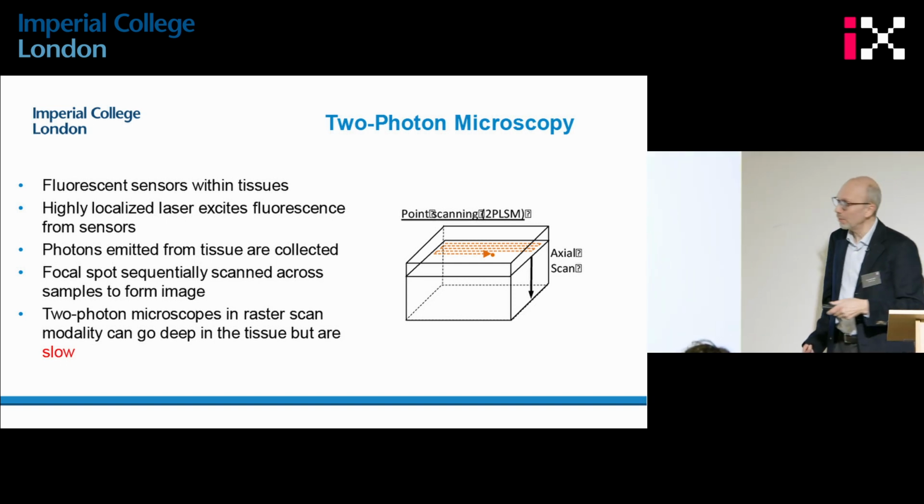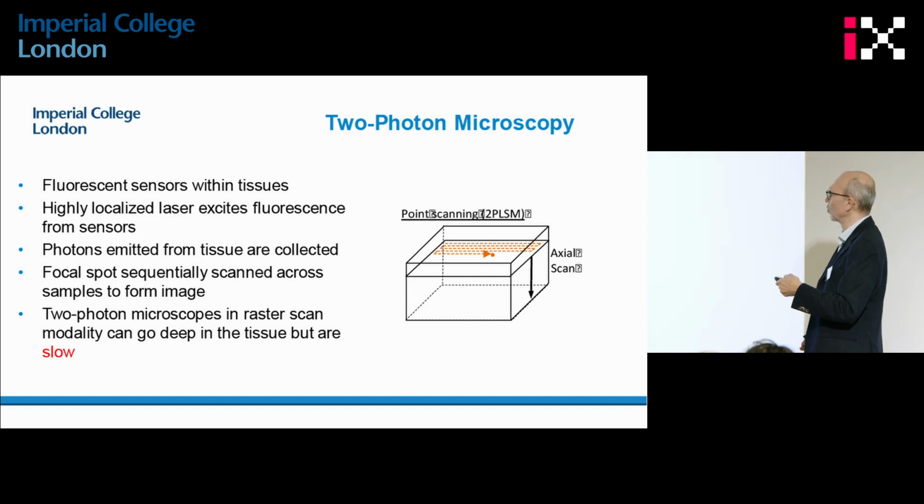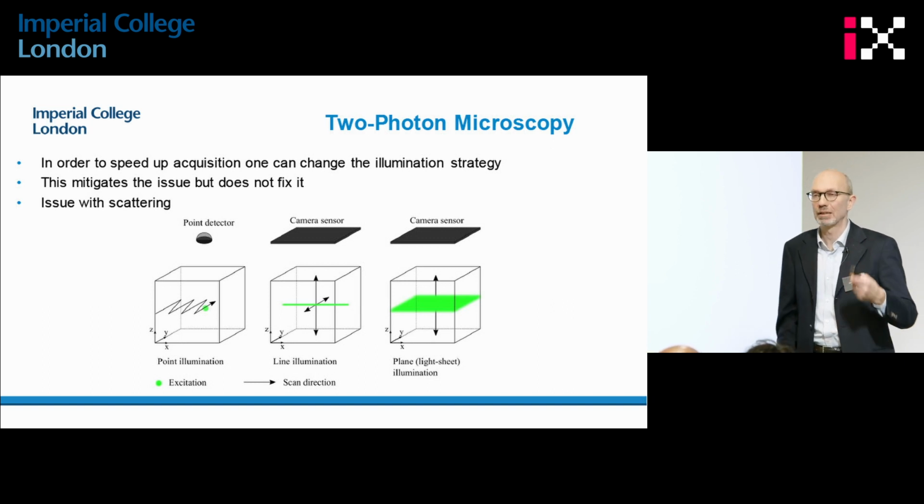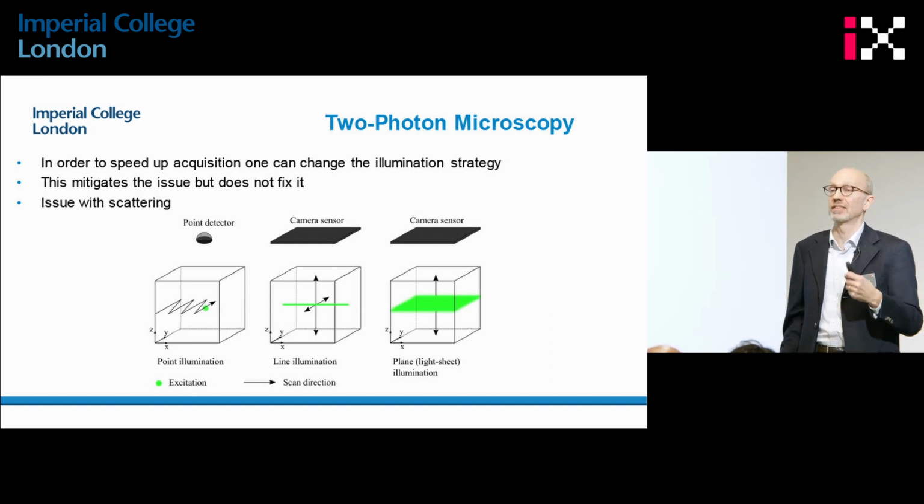And I looked at different ways to scan the regions. For example, you try to scan plane by plane, as shown here. This is actually quite popular. It's known as light sheet microscopy. But these are still scanning techniques, so things are still slow, right?